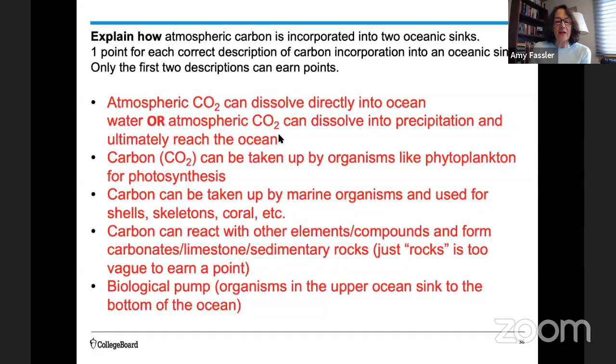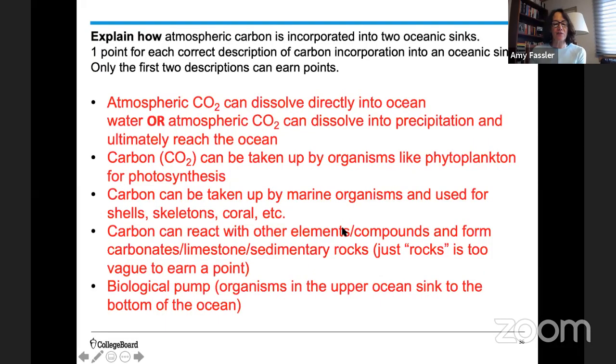I hope, and I'm guessing a lot of you talked about the fact that atmospheric CO2 can dissolve directly into ocean water. Plants, aquatic phytoplankton, can remove carbon dioxide and take it up through photosynthesis, just like land plants can. Remember, I didn't even need to get specific about the carbonate and bicarbonate. I simply needed to know that that carbon was used for marine organisms to build their shells.